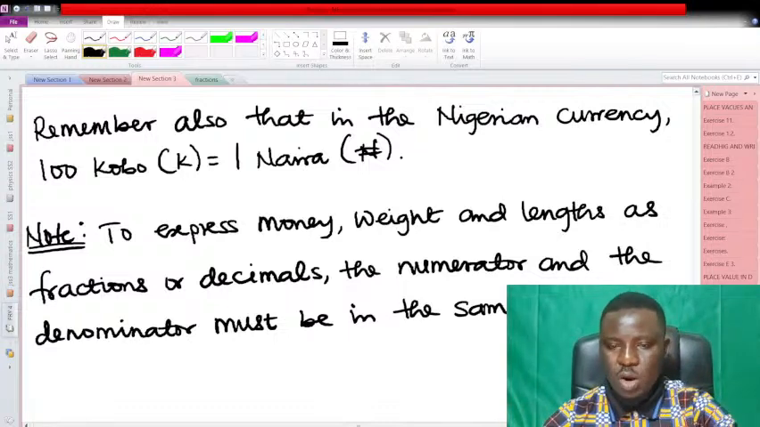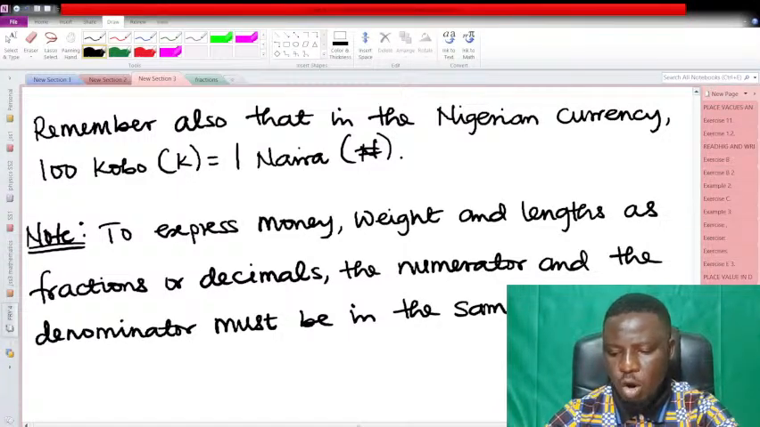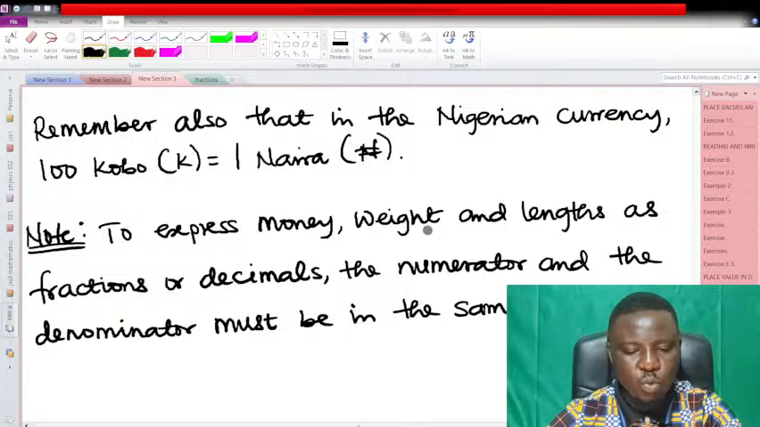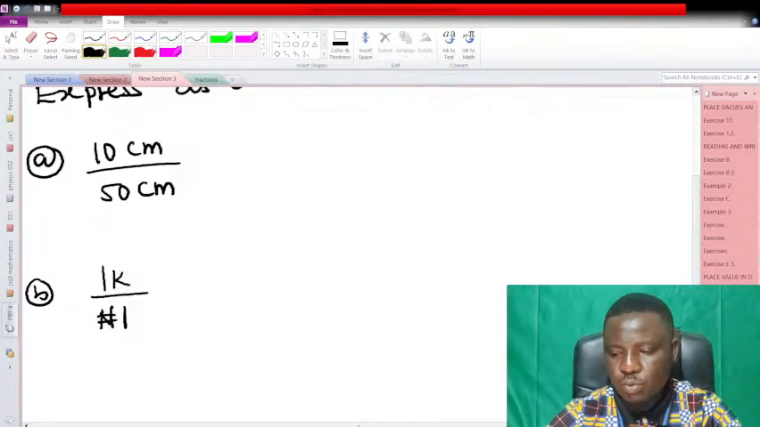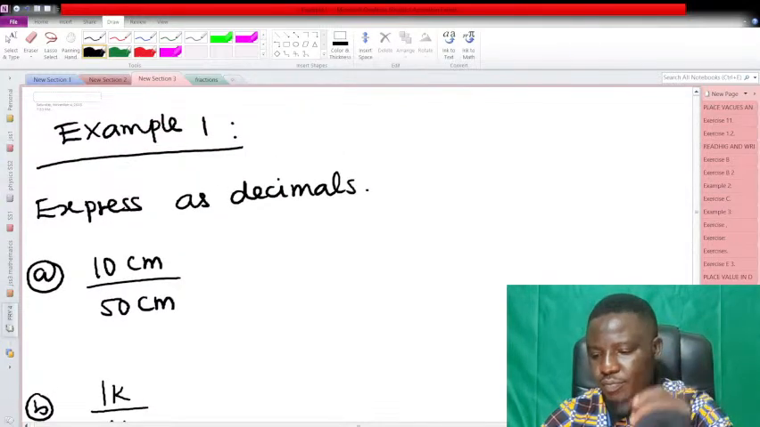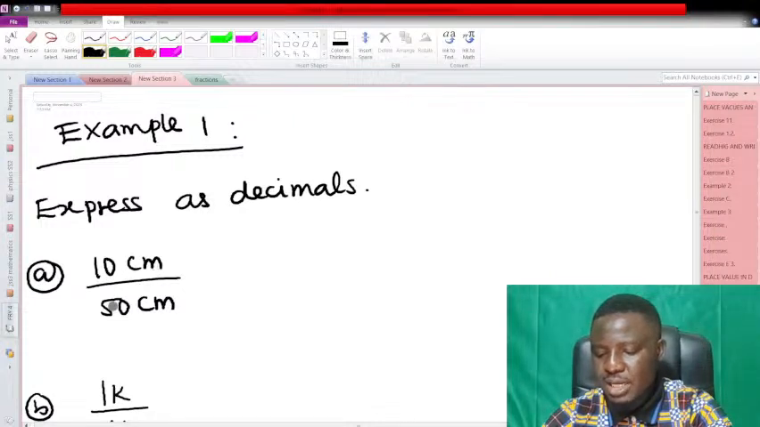So you should know how to use this, and it becomes easier for you to fit into the capital market. Also, I said that to express money, weight, and length as fractions or decimals, the numerator and denominator must be in the same unit. For example, example 1, we are asked to express as decimals 10 centimeters divided by 50 centimeters.